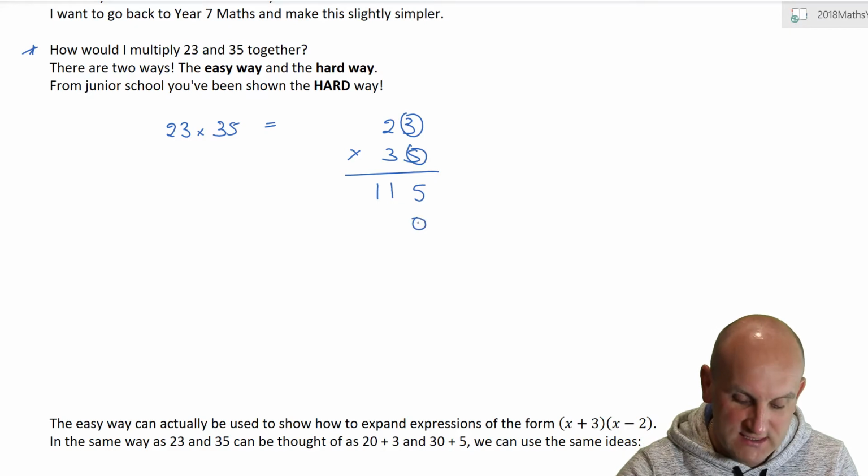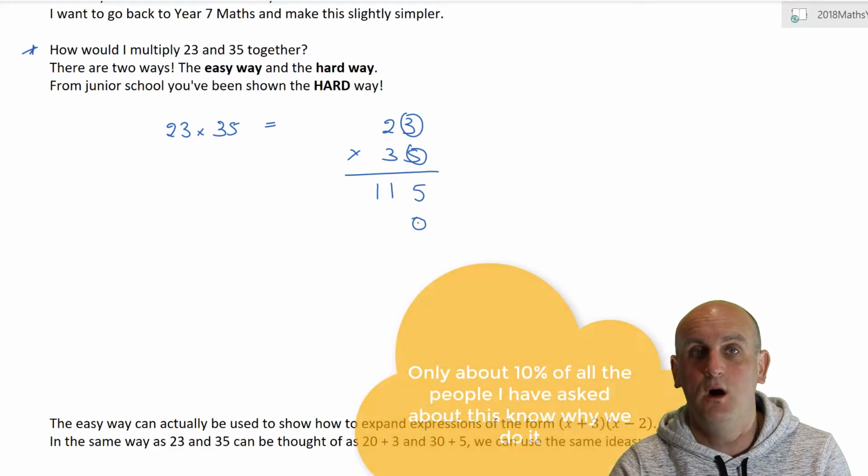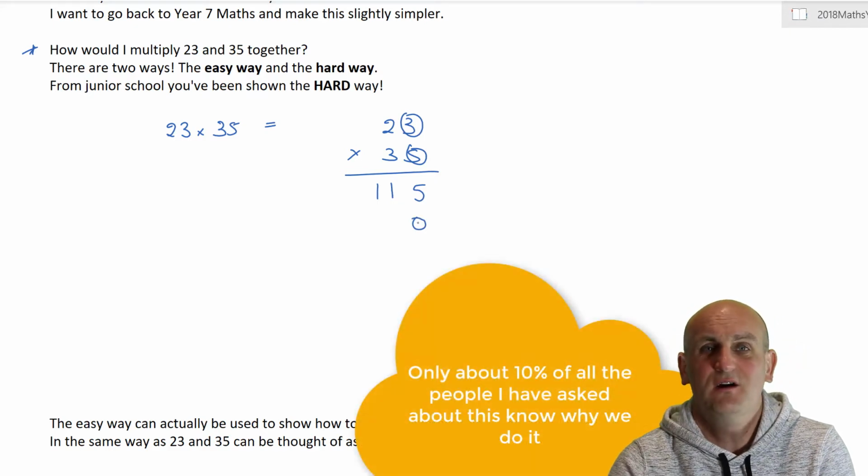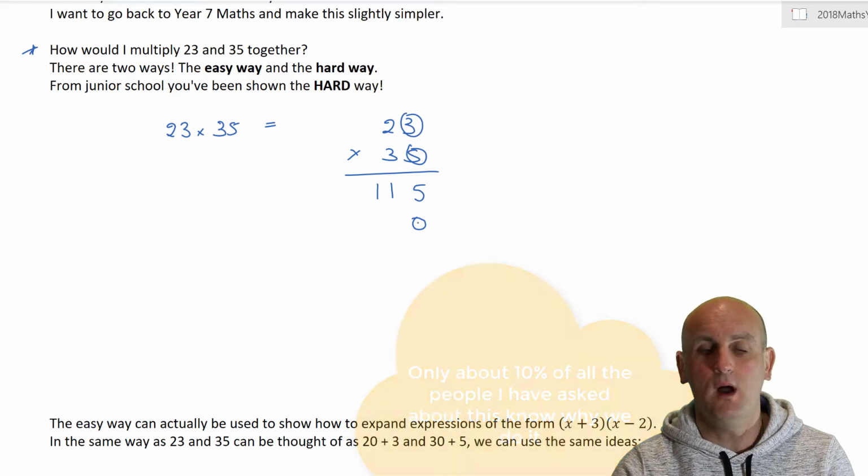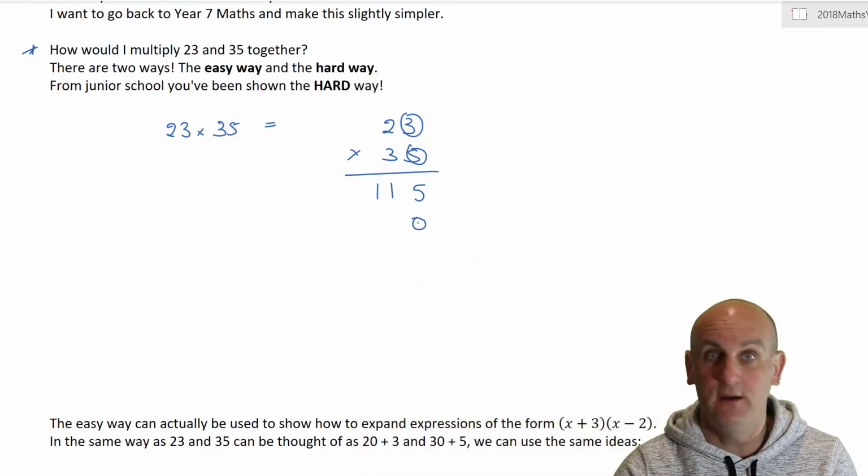You go, oh, I put a 0 in there. Now, when I say to you why, most kids go, well, that's just what we were told. It's just random. Why would we put a 0 in? Anyway, and then we continue.